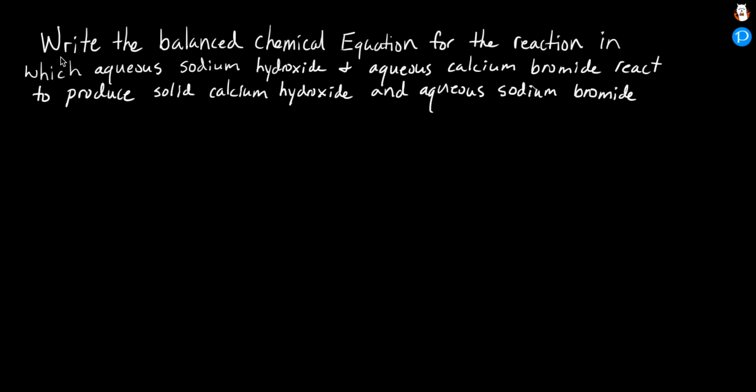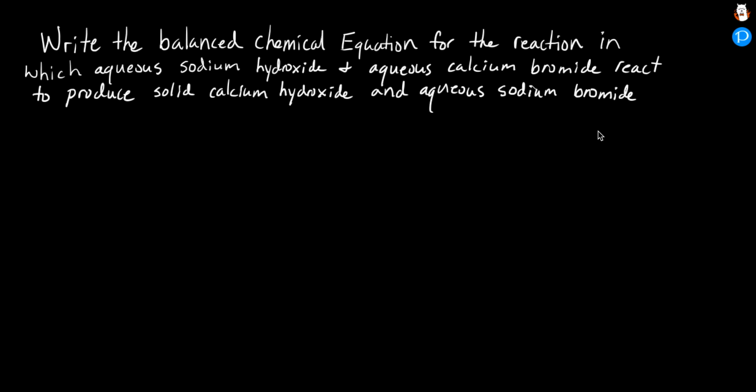Let's take a look at an example of writing a balanced chemical equation. So in this problem it says, write the balanced chemical equation for the reaction in which aqueous sodium hydroxide and aqueous calcium bromide react to produce solid calcium hydroxide and aqueous sodium bromide.